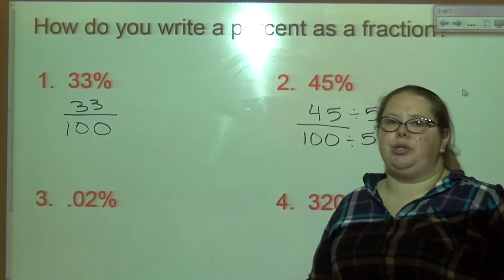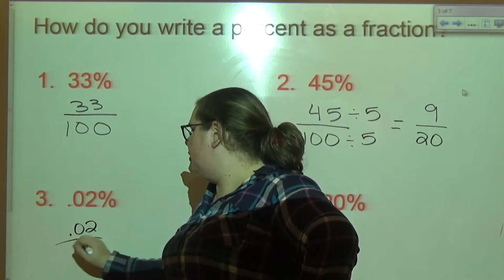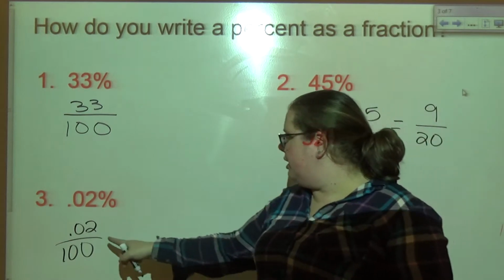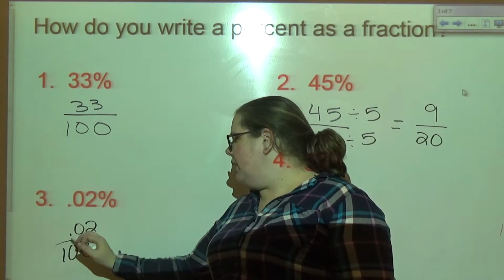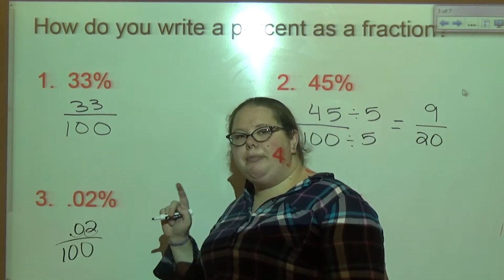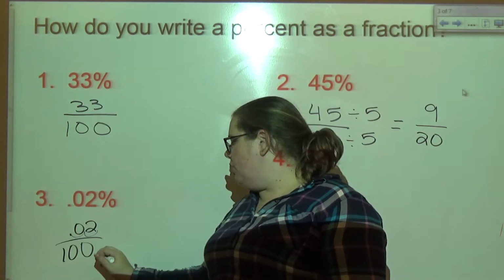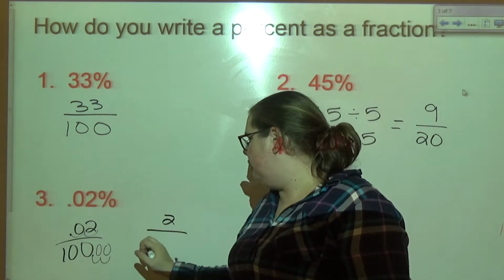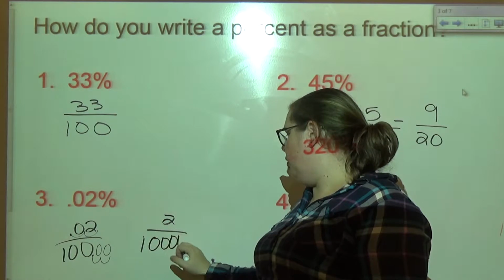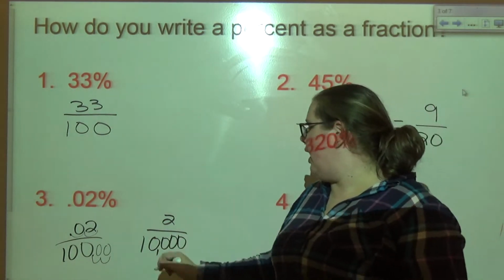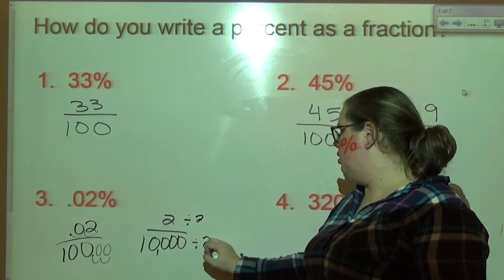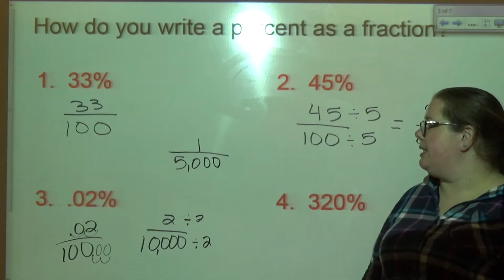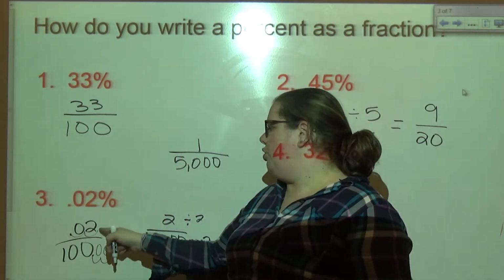This one's a little trickier. It's 0.02 out of 100. Now, we don't like it that it's 0.02. We don't like decimals in our fractions. So we want to get rid of that decimal. To get rid of that decimal, we want to move it over 1, 2. But whatever you do to the top, you do to the bottom. So we need to also move the 100th's decimal over 1, 2. So what we end up getting is 2 out of 10,000, and then we can divide the bottom and the top by 2. So we end up getting 1 out of 5,000. So 0.02% is pretty small. And notice we moved the decimal twice.